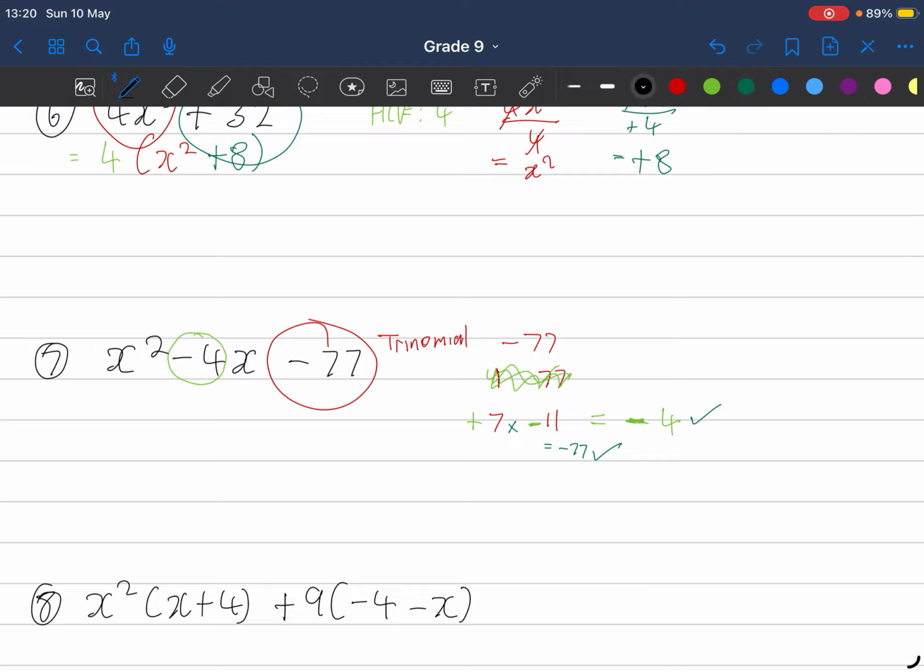So let's go back. Equals two brackets. Just write our variable in both.